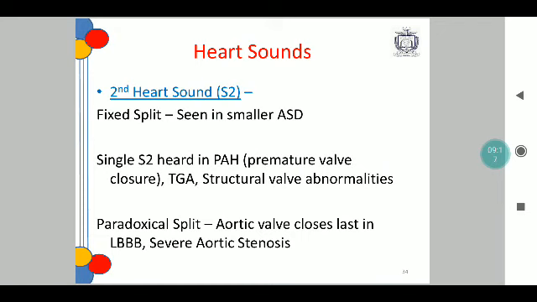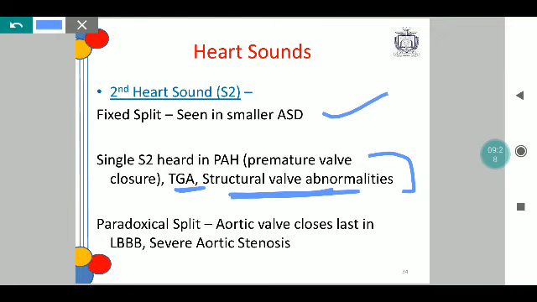Subsequently, a fixed split is seen in a smaller atrial septal defect and a single S2 is heard in pulmonary artery hypertension, transposition of great vessels and structural valvular abnormalities. But a paradoxical split occurs where the aortic valve closes last, in left bundle branch block or in severe aortic stenosis.